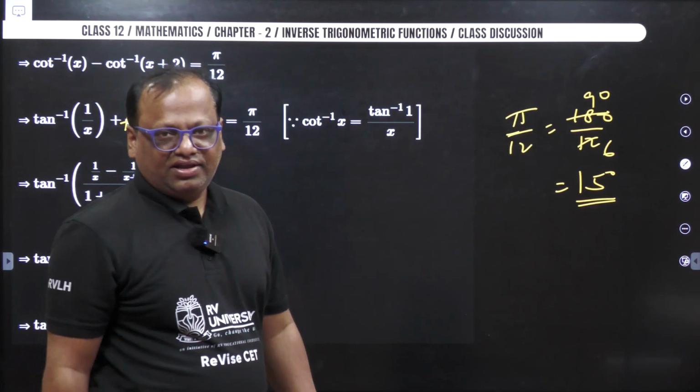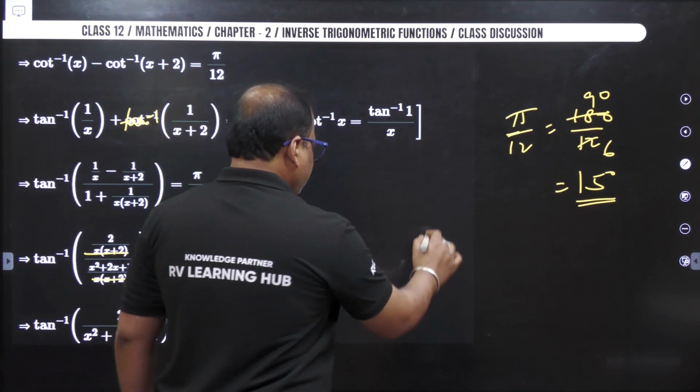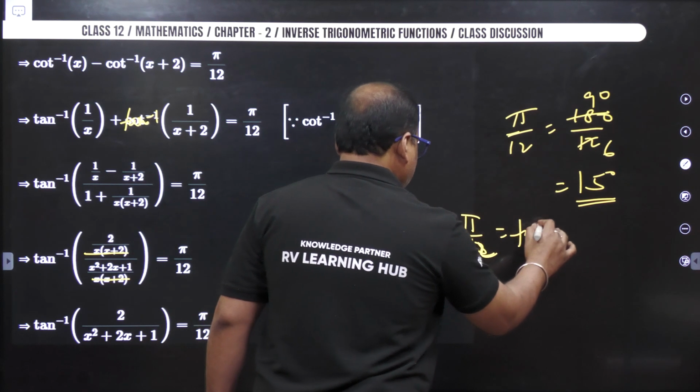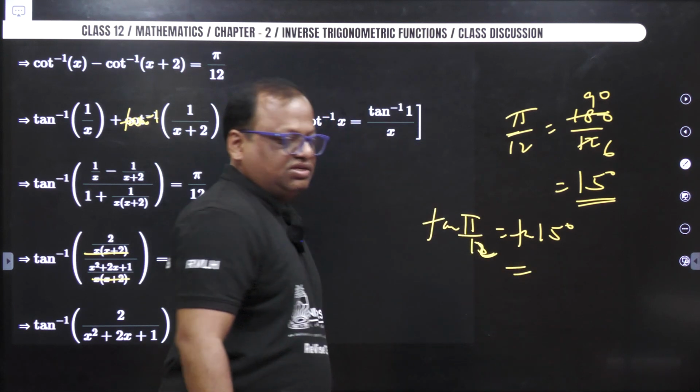So this will be tan pi by 12. Tan 15 degree, please recall this. Discussed in trigonometry.